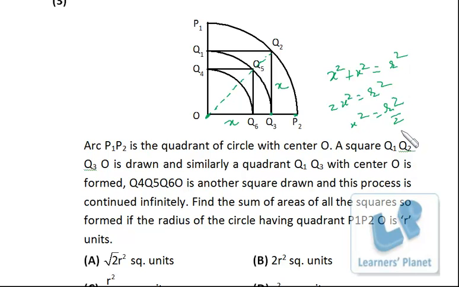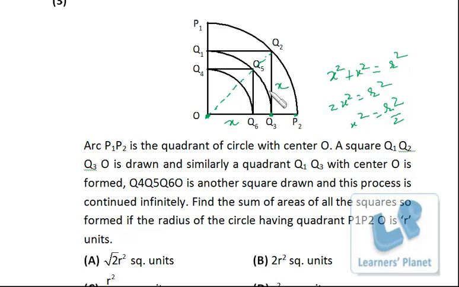If you are not able to get enough time in your exam, you can use this funda. Now see, x square, that is the area of the outer square, that is r square by 2, right? Now this length from this point to this point is x, that is nothing but the side of the square.